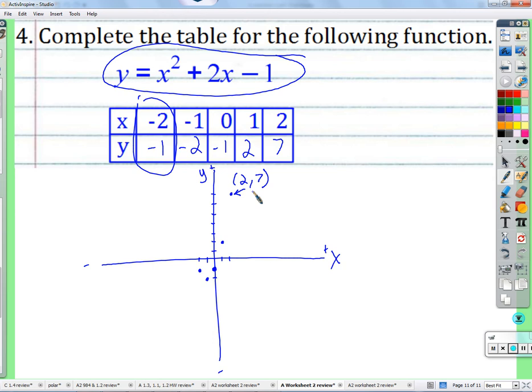Maybe x and y equal 2 is 7. X and y are 2 and 7. That's what the point (2, 7) tells me. You put in 2 and you got 7. There it is. Right? You put in 2, you got out 7. Alright?